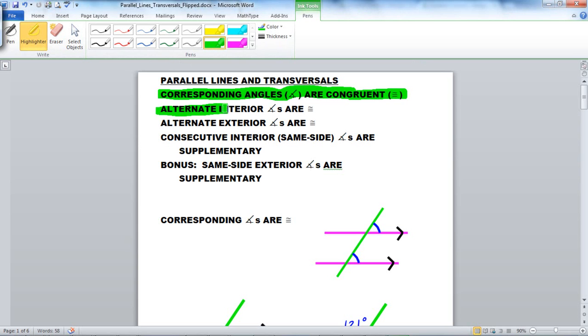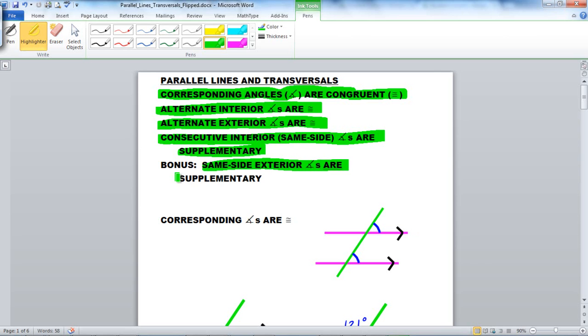Alternate interior angles are congruent with parallel lines. Notice we used a nice angle symbol for it and congruent symbol there. Alternate exterior angles are also congruent. Notice that's three sets of congruent angles. And then we get to consecutive interior, which are also known as same side angles. Those are supplementary. As a bonus here, same side exterior angles are supplementary as well.